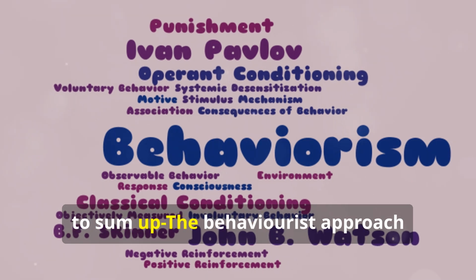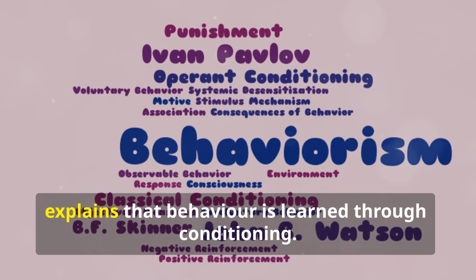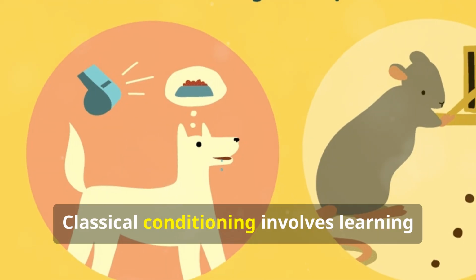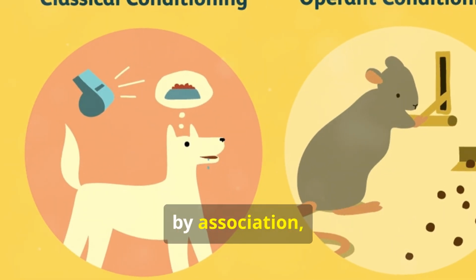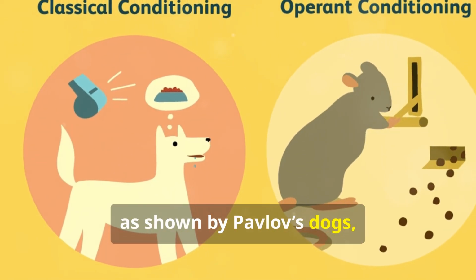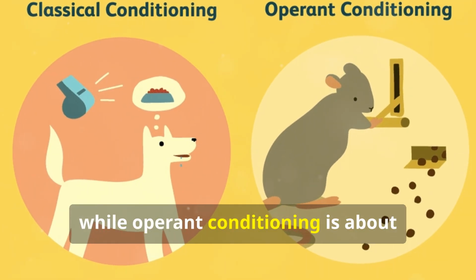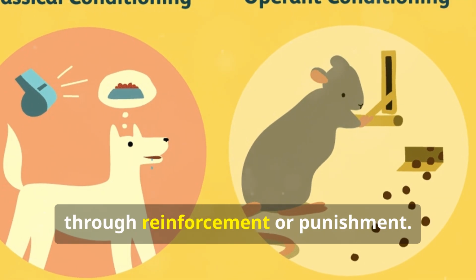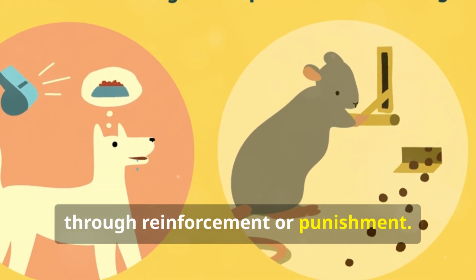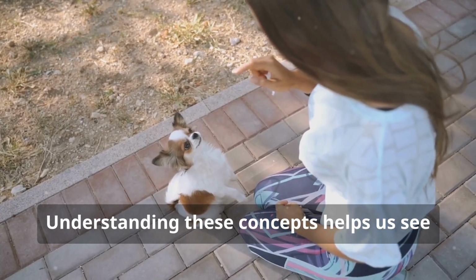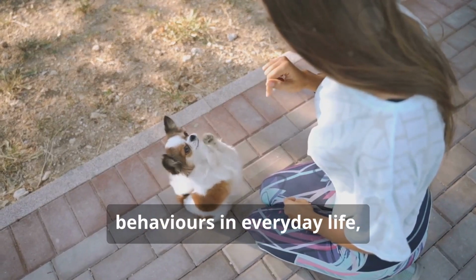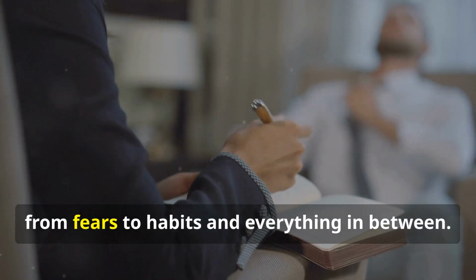So, to sum up, the behaviourist approach explains that behaviour is learned through conditioning. Classical conditioning involves learning by association, as shown by Pavlov's dogs, while operant conditioning is about learning through consequences, whether through reinforcement or punishment. Understanding these concepts helps us see how both animals and humans learn behaviours in everyday life, from fears to habits and everything in between.